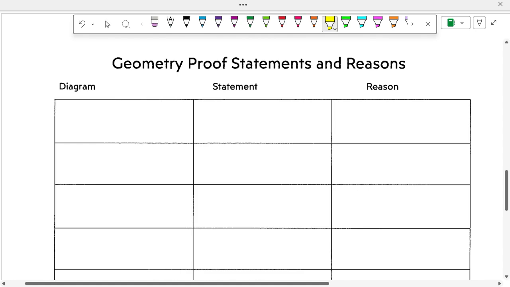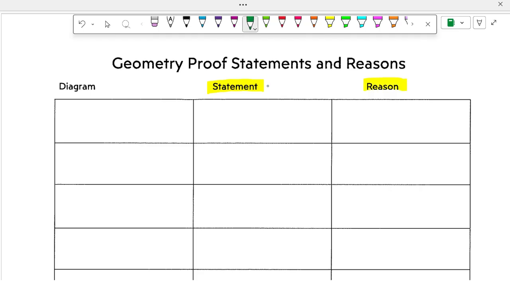Because remember, with a proof, you have the statement, which is basically you're saying, okay, these two pieces are congruent, or these two pieces are supplementary, or these two pieces are right angles, whatever. And then the reason. So your statement is your what, your reason is your why. So why can we say that they're congruent? Why can we say that they're supplementary? What theorem typically tells us that? All right. So I'm just going to go through some common ones that you will see a lot of.